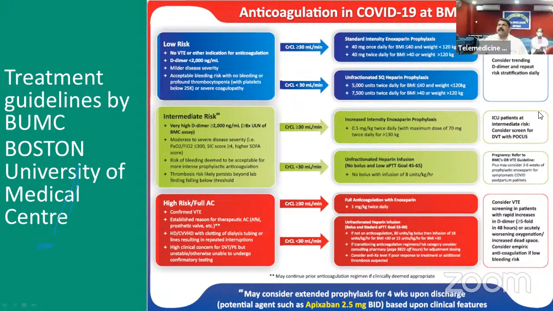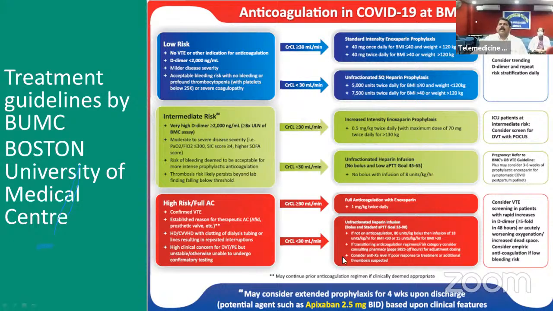Here the ICU patients at intermediate risk, consider screen for DVT with different focus in the body. And the pregnancy refers to the Boston guidelines, obstetrics venous thromboembolism guideline, where this may consider 3 to 5 weeks of prophylactic enoxaparin for symptomatic COVID postpartum patients. So these patients are given the enoxaparin even after the discharge at home, domestic setup.